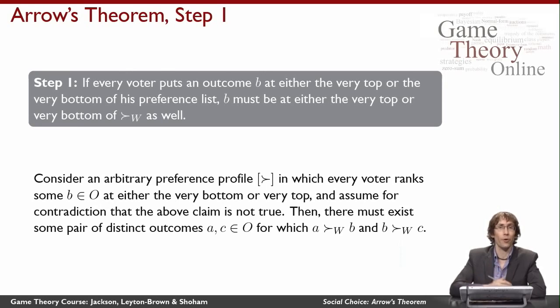So we're going to proceed in 4 steps. We're going to end up proving 4 intermediate claims, which will eventually get us to the proof that this social welfare function, which we assume is both Pareto efficient and independent of irrelevant alternatives, must also be dictatorial.